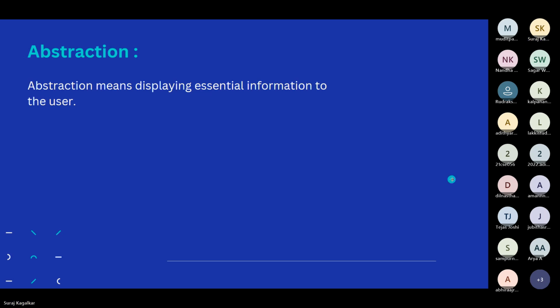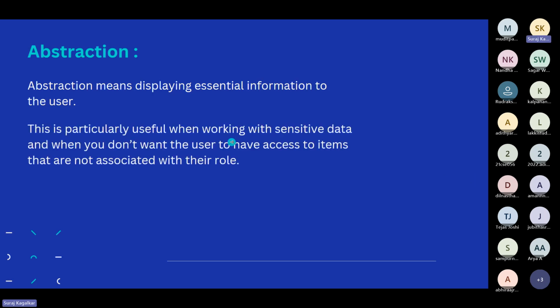So let us look at abstraction. What is abstraction? It means displaying essential information to the user. Like, you don't want the user to see how you have implemented a certain function. You just want them to use this function and not be able to modify it or look at how you have implemented it. So that is where abstraction comes into play. As you might notice, abstraction and encapsulation are kind of similar because you encapsulate something and then use the abstraction principle. It is particularly useful when working with sensitive data and you don't want the user to access the items that are not associated with the rules.